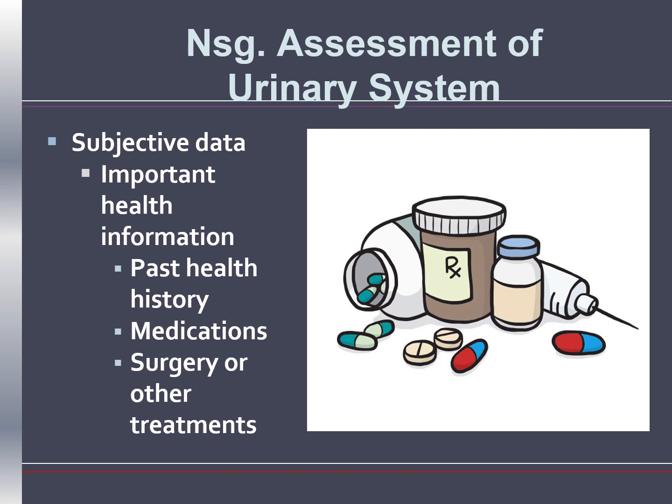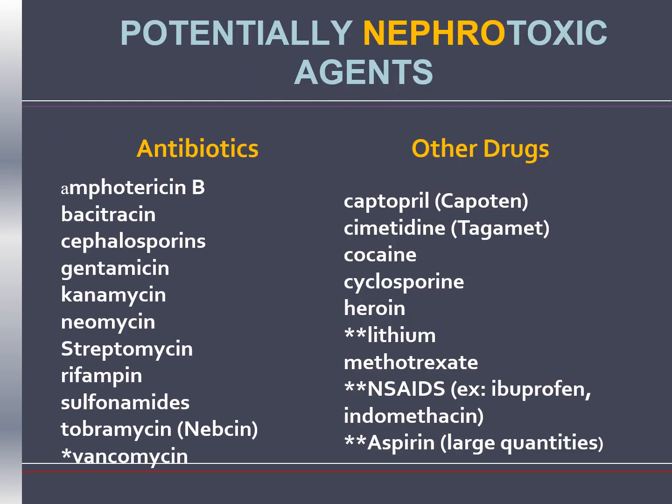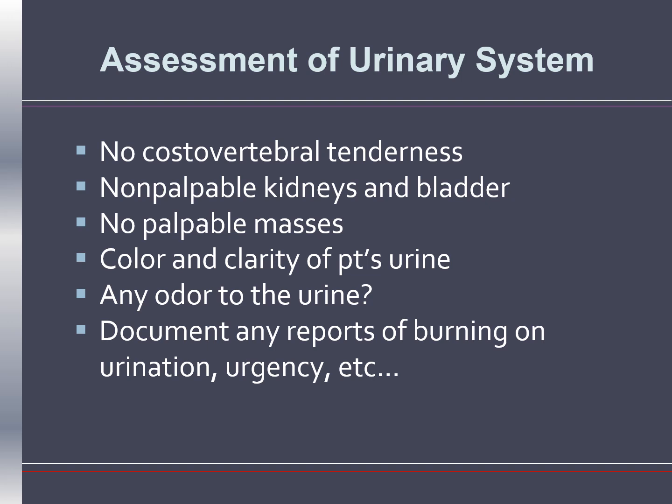It's important to know. Here's just a brief list of potentially nephrotoxic agents. So these are important meds to know. Note that there are quite a few on here that people can take over the counter as well. Things to know: no costovertebral angle tenderness. Please know how to palpate that. You want non-palpable kidneys and bladder, and no palpable masses. You want to know the color and clarity of the patient's urine, any odor of the urine, and any changes such as burning, urgency, or maybe dribbling. There are a bunch of different terms that are important to know when you're getting a urinary assessment.